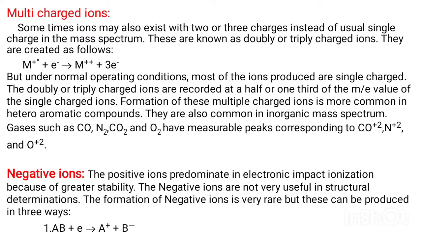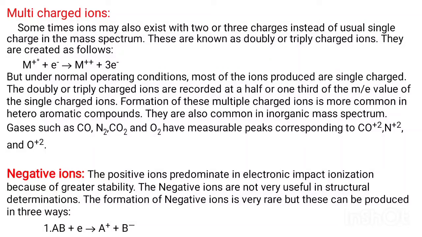Now, multi-charged ions. Sometimes ions may also exist with two or three charges instead of the usual single charge in the mass spectrum. These are known as doubly or triply charged ions. They are created as follows: M + e- gives M+ plus 3 electrons. But under normal operating conditions, most of the ions produced are singly charged. The double and triple charged ions are recorded at half or one third of the mass to charge value of the single charge ions.